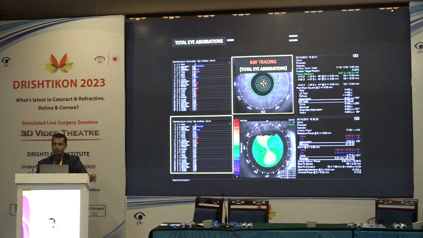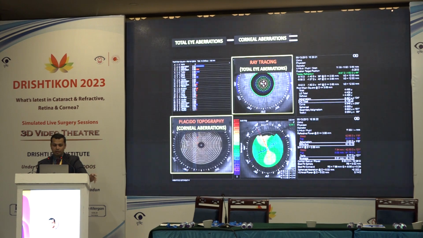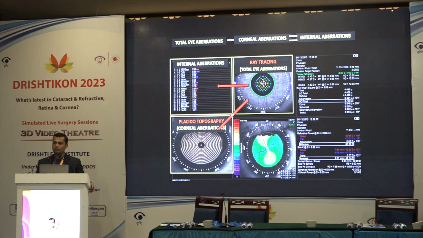The machine also has a topography, a Placido topography. And from topography, you can find out corneal aberrations because it's a simple mathematical derivative. So now you have total aberration and corneal aberration. And if you do a simple math of subtracting corneal from total, what do we get? We get a very interesting number called internal aberrations of the eye. Now, internal aberrations is anything but the cornea. Actually, not even the cornea.